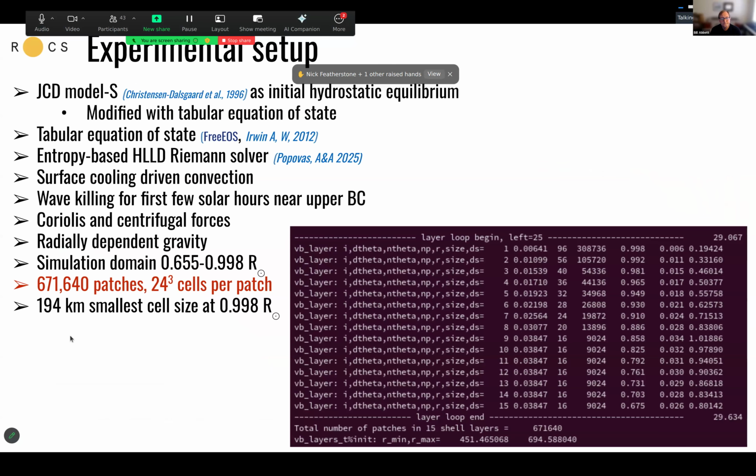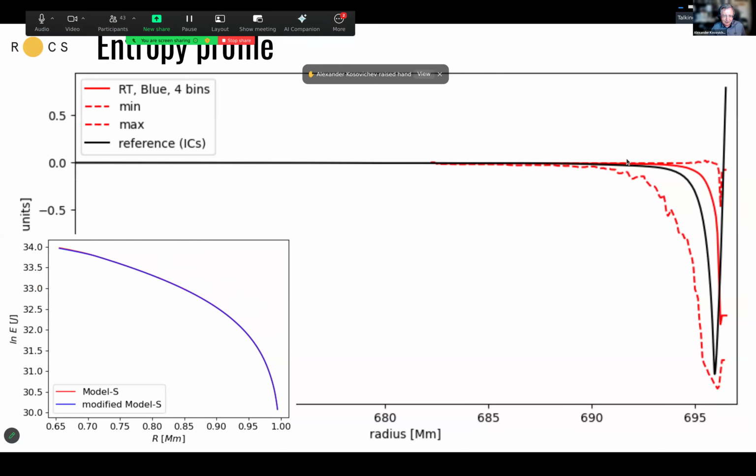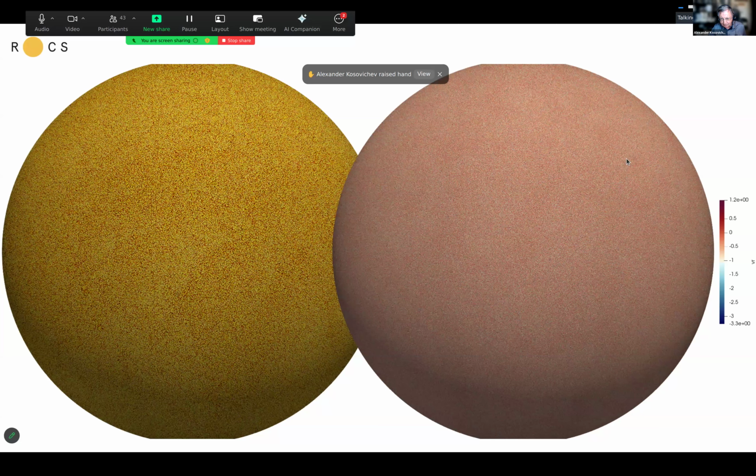Sasha? Yeah, of course. Thank you for the very, very nice simulation. I have a question and a suggestion. My question is, do you see any signatures of supergranulation? I haven't looked in detail yet, but here on the right, this is the radial velocity. You can kind of see something, but I don't want to say yes or no because I haven't looked in detail yet.